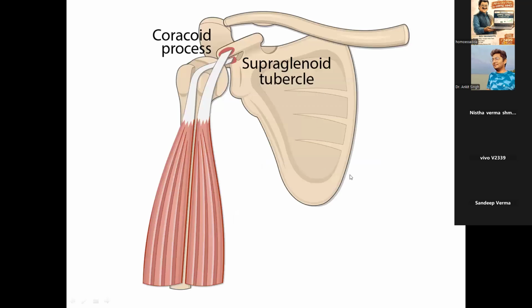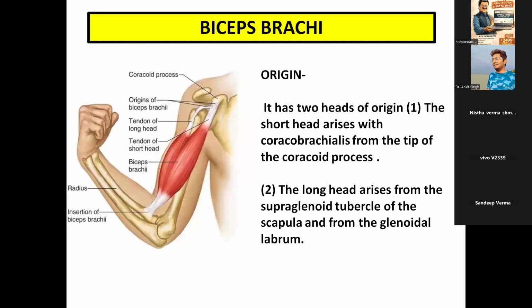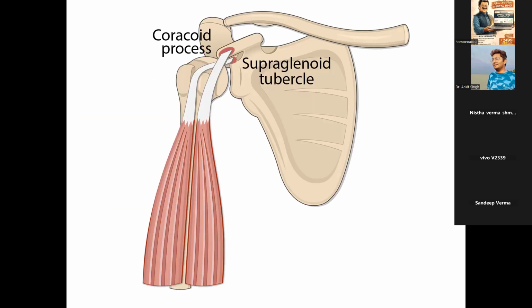As you can see in this diagram, you see this short head arising from the tip of coracoid process. This is a coracoid process and this is a tip, right? And you see the long head that is arising from the supraglenoid tubercle. So that is a supraglenoid tubercle. ये जो cavity है, that is a glenoid cavity. तो उसके ऊपर रहेगा supraglenoid tubercle. So origin of two heads: short head from the tip of coracoid process and the long head from the supraglenoid tubercle.